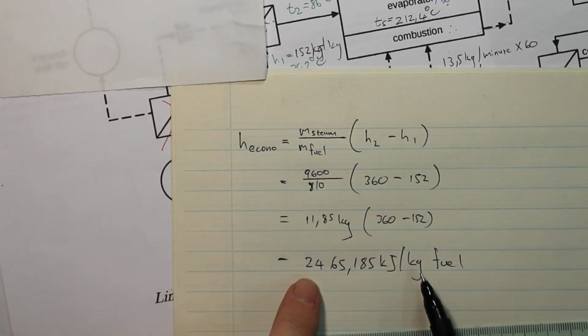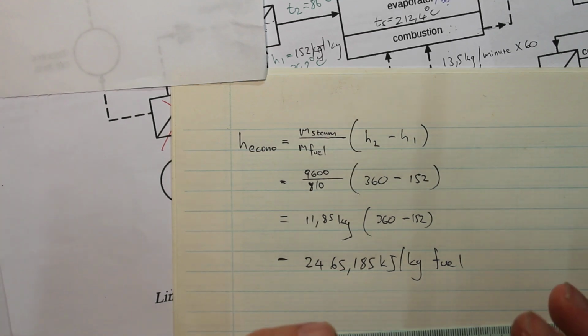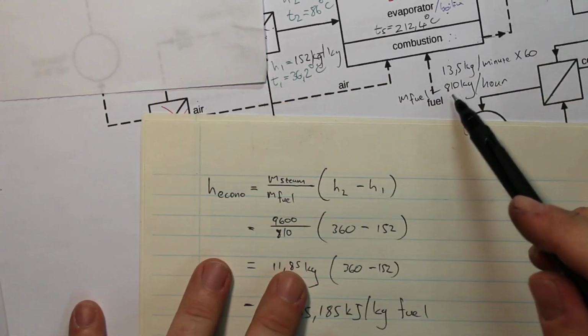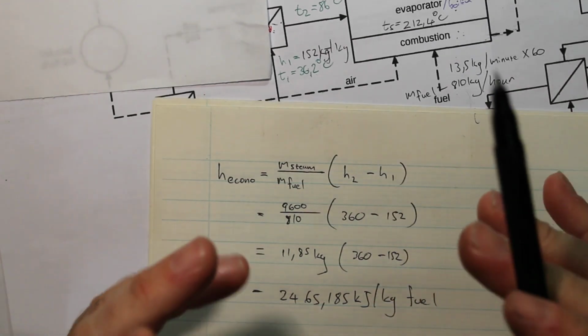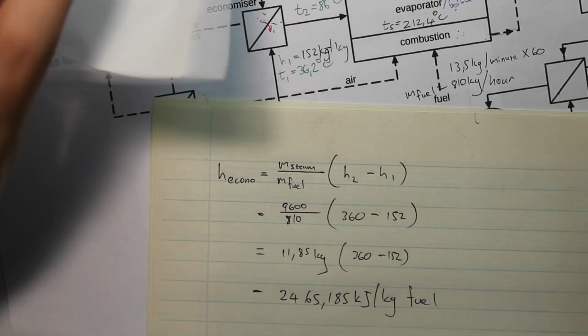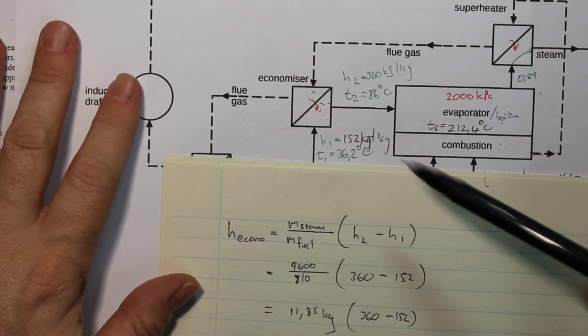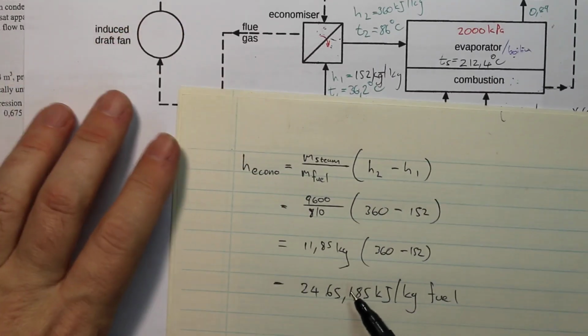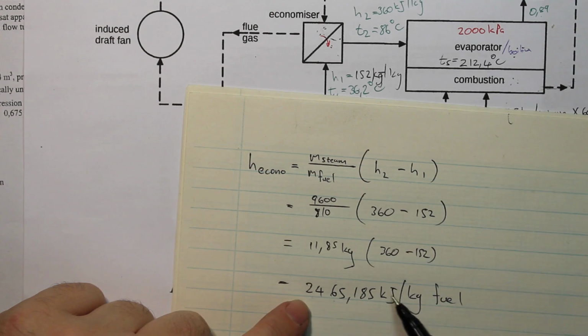So it means that for every kilogram of coal that is burnt, we're not going to look at the 810 kilograms per hour. We're just looking at 1 kilogram of coal. When that 1 kilogram of coal is burnt, the portion that gives heat through the economizer to the water is this here. So that's how much heat the water gets through the economizer from 1 kilogram of coal. Okay, so that's what that means.